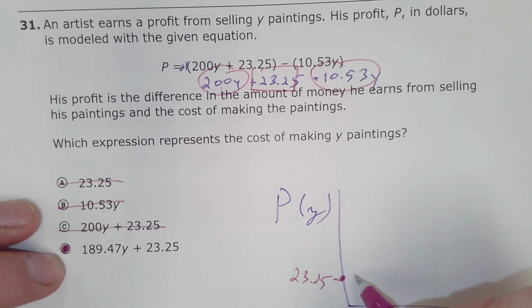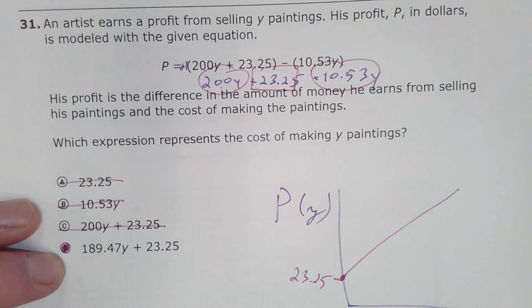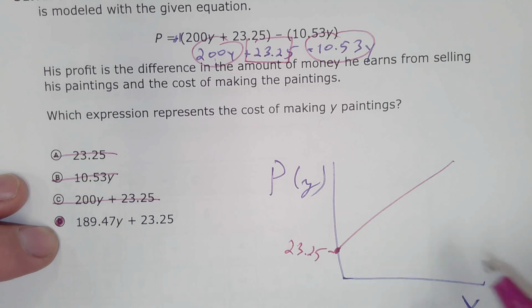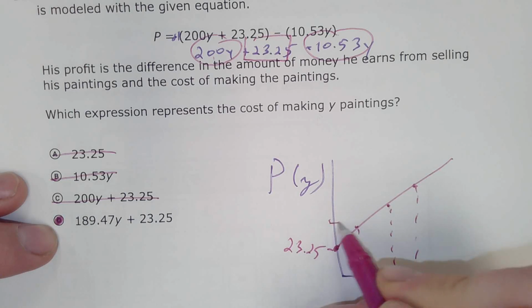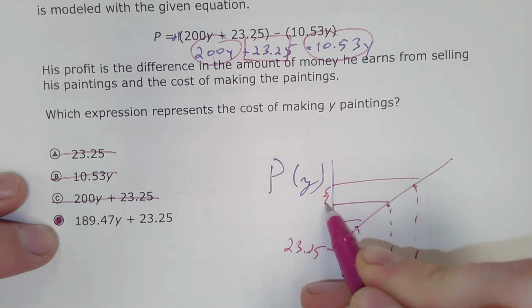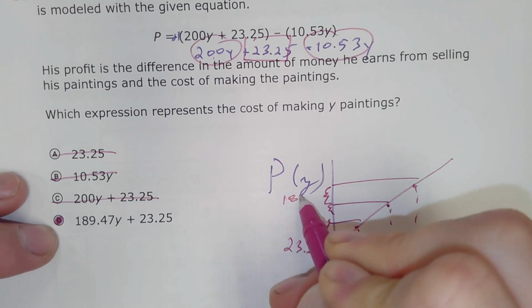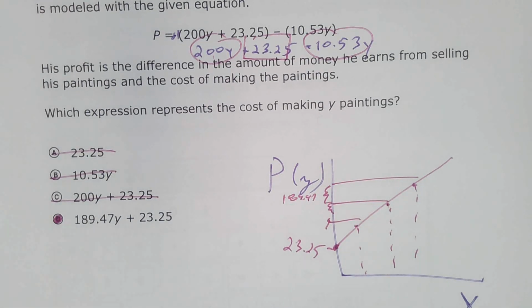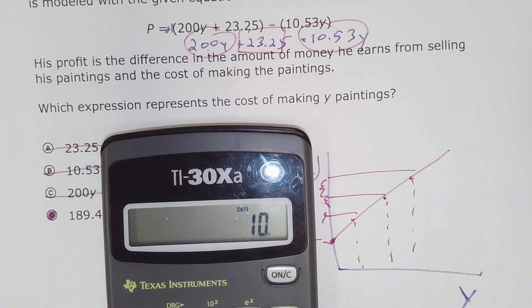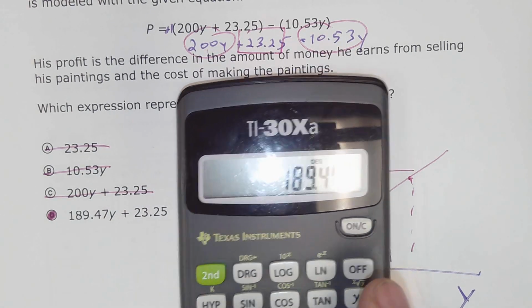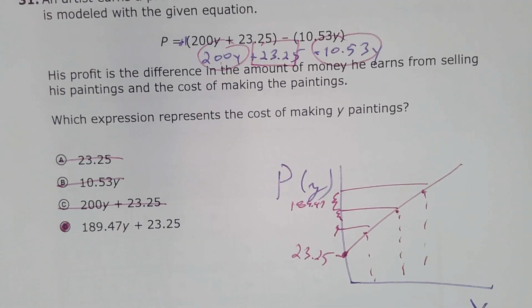Right, so 23.25 is my y-intercept. That's how much money it starts with, right, and I'm going to make $189.47 profit per painting that I sell. The delta here, this change in y, is consistent, and each change in y is 189.47. So that's the answer. You can see that 200 minus 10.53 is indeed 189.47. So there you go. That one is pretty straightforward.